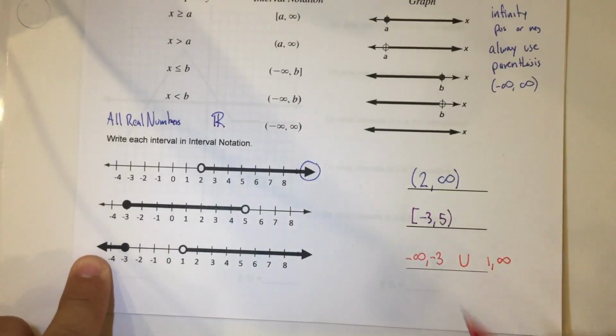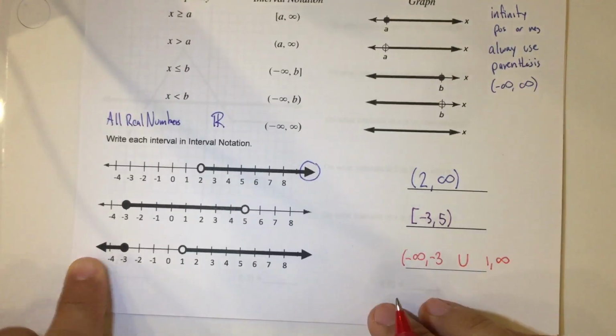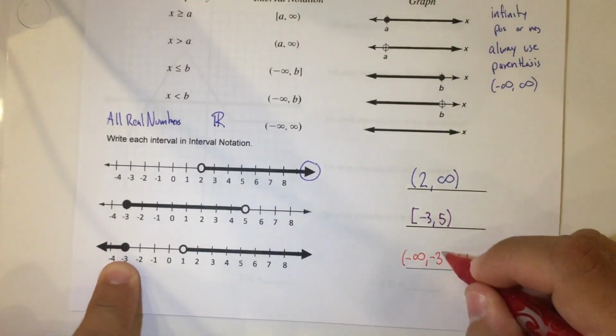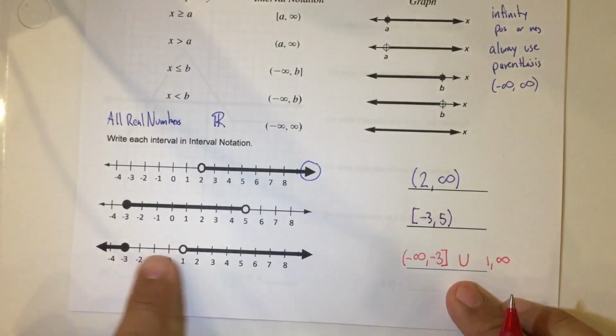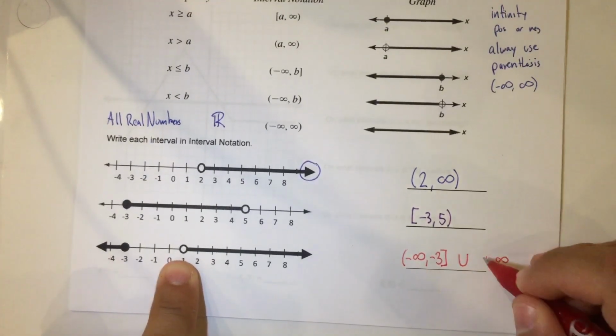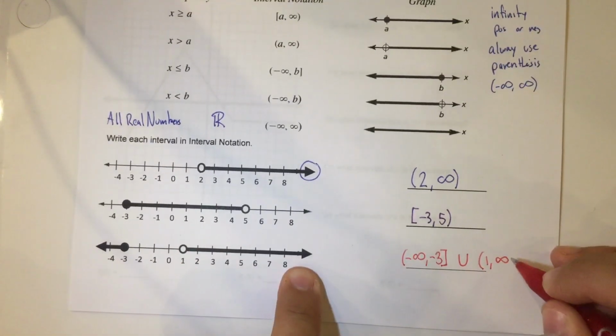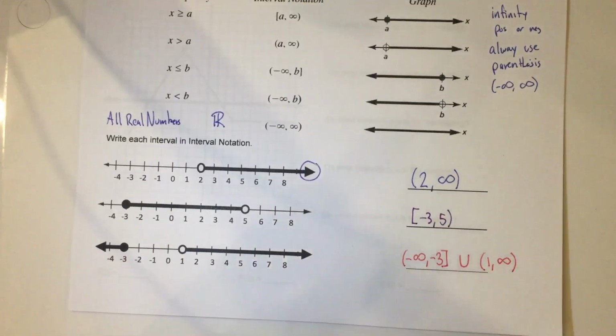So negative infinity always has a parentheses. -3 has a closed circle, so that's going to be a bracket. Union. 1 has an open circle, so that's a parentheses. And infinity approaches infinity, so I use a parentheses. All right, moving on.